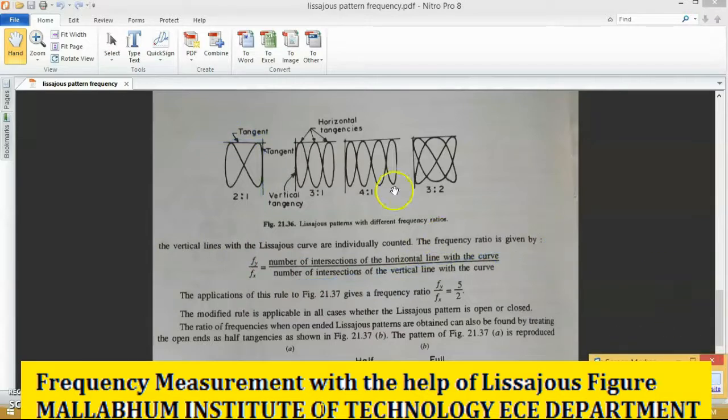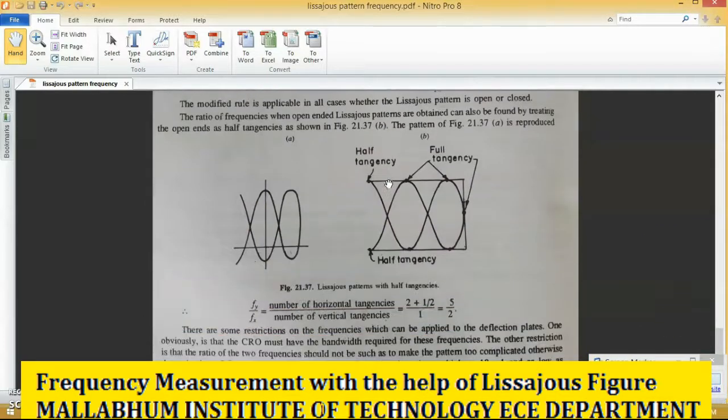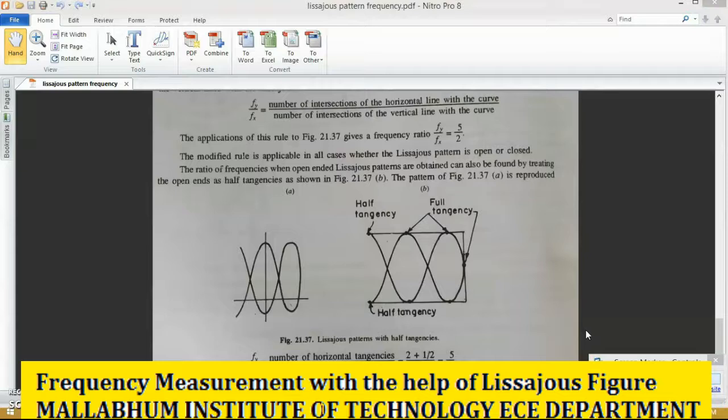And also there is another point, that is the half tangency. Half tangency means somehow in your experiment you can see this type of waveform in the CRO which is not complete. This is complete, this is complete, and suppose this is the end like that. So you can consider this as half. Just by the formula, Fy to Fx, the ratio between them is 5 by 2.